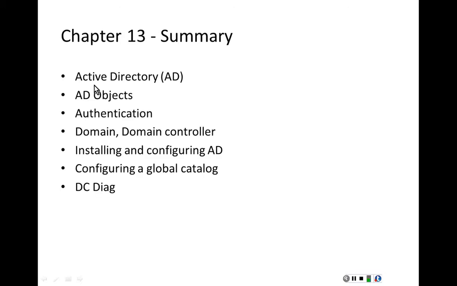In summary, in this chapter we discussed Active Directory, and we saw that Active Directory is made up of objects such as users, computers, and the purpose of Active Directory is authentication. A domain is an organization, and a domain controller is the server that Active Directory is installed on. You could also call it an authentication server. We saw that Active Directory can be installed using Server Manager. Then we configured a global catalog server, which you might use in a very large organization, and we used DCDiag. And this concludes Chapter 13.